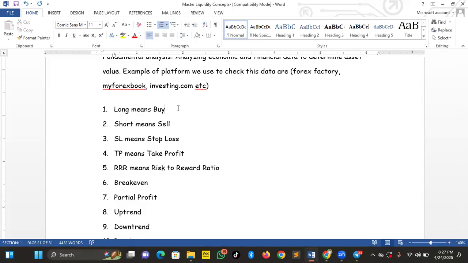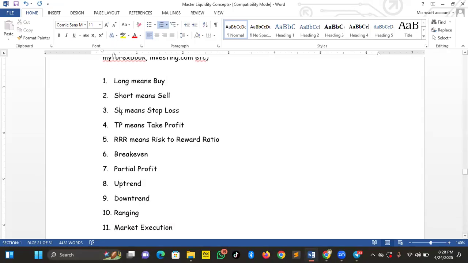So we're shorting the market down. So we're going down in price. So that means sell. Then the next one means stop loss, SL. SL means stop loss. Stop loss is like the amount of money you are willing to risk.